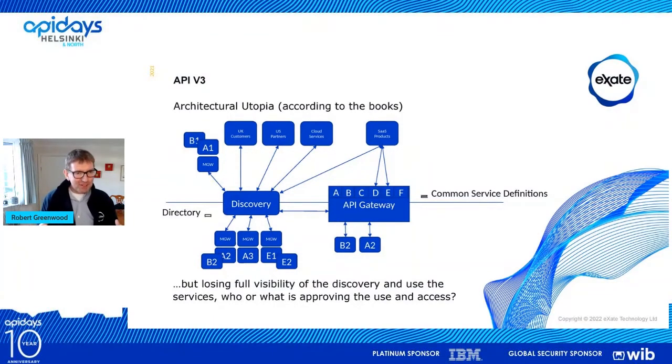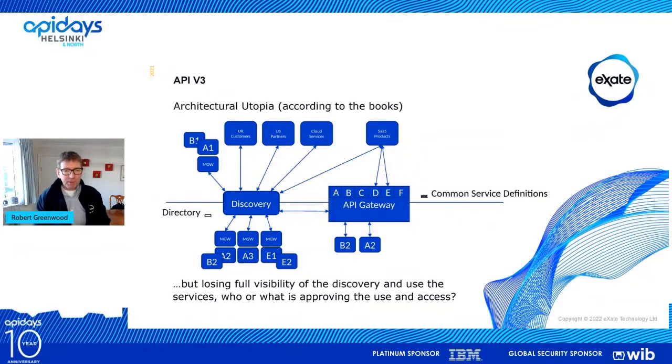My common service definitions are easily findable. The discovery service knows where to serve those common service definitions from. There's no manual proxying, there's no manual routing. Suddenly I'm in a much nicer, happier place with regards to the architectural setup.